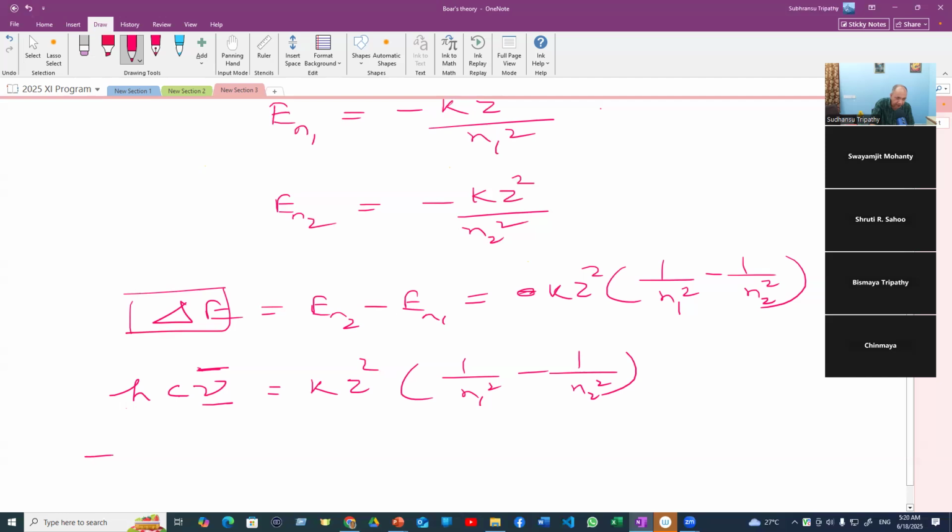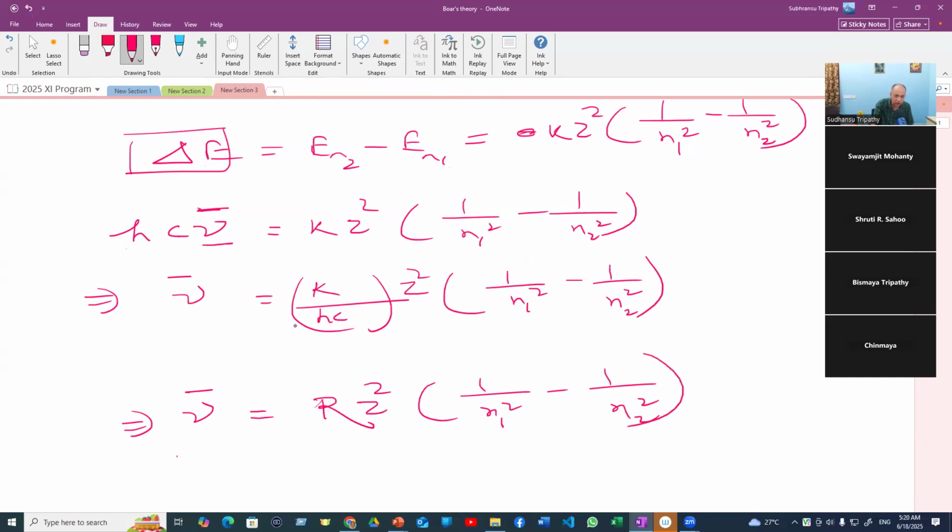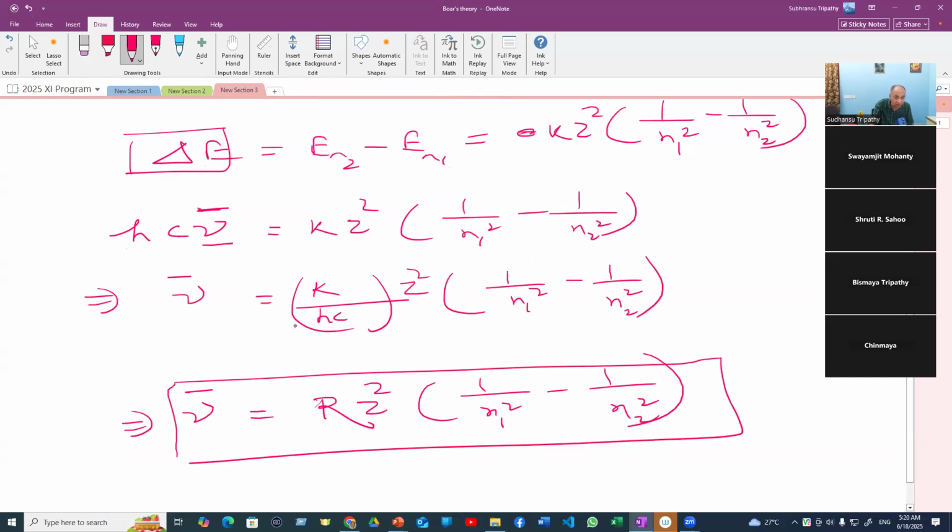So if you keep nu bar here on the left side and bring hc to the other side, then there comes a new constant called the Rydberg constant: nu bar equals R z square into 1 by n1 square minus 1 by n2 square. So this is called the Ritz equation, and this R is called the Rydberg constant, which is nothing but k by hc.